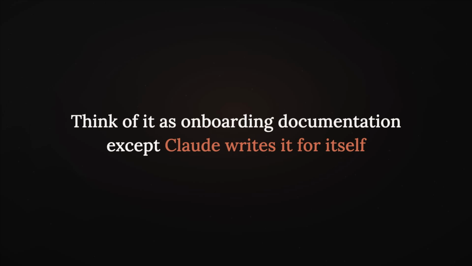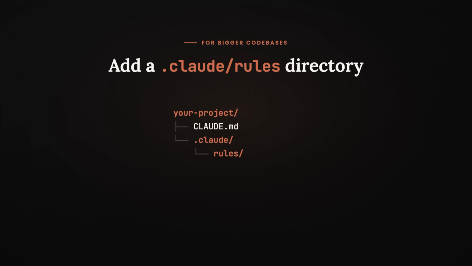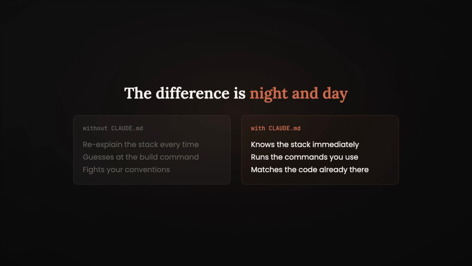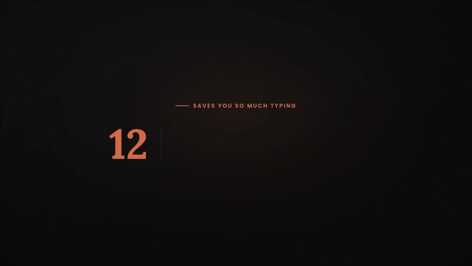You should think of it like onboarding documentation, but Claude writes it for itself. I run this in every single project right now, and for bigger code bases you can go even further. You can create a .claude/rules directory, and this can have markdown files for specific topics like testing, security, or API design. Claude will load all of them automatically, and the difference between a Claude Code session with a CLAUDE.md file and one without it is night and day. For me, this is not optional. Always run /init first.